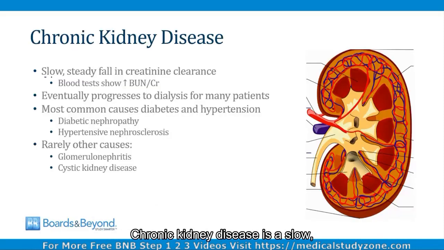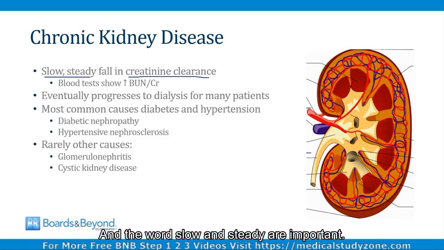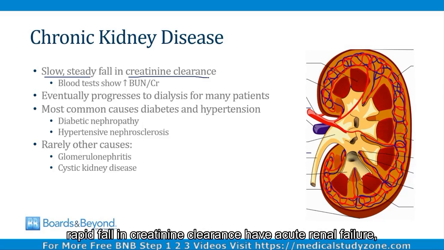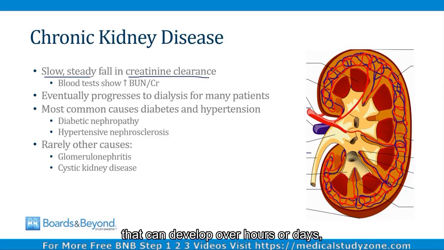Chronic kidney disease is a slow, steady fall in creatinine clearance, and the words slow and steady are important. Patients who have a sudden, rapid fall in creatinine clearance have acute renal failure that can develop over hours or days, and I talk about that in another video. Patients with chronic kidney disease have a fall in creatinine clearance that evolves over months and years.